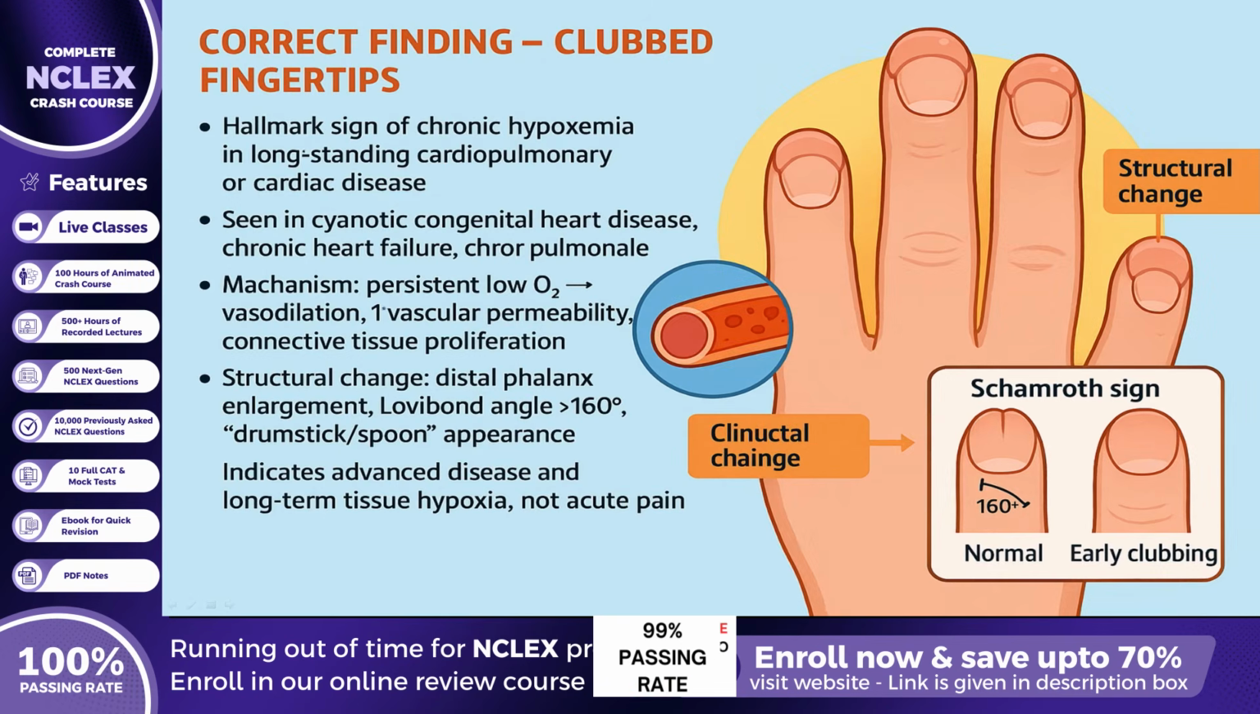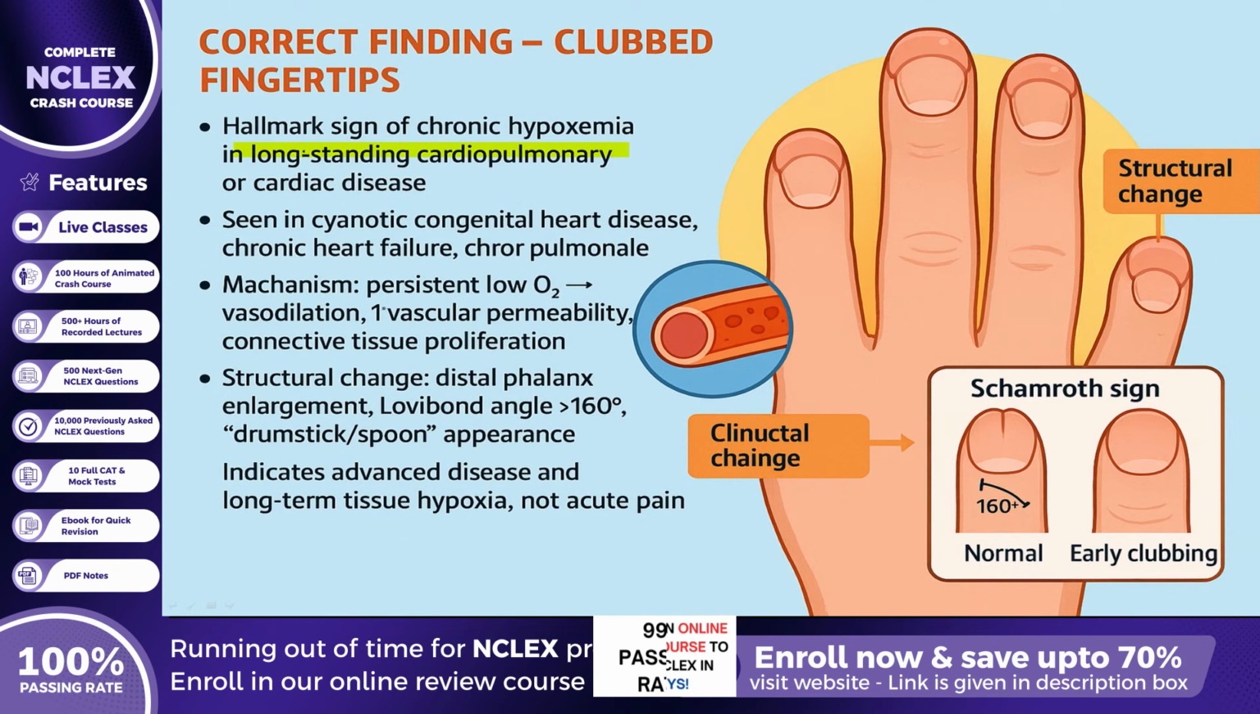Clubbing of the fingertips is a hallmark sign of chronic hypoxemia, often seen in clients with long-standing cardiopulmonary diseases, such as congenital cyanotic heart disease, chronic heart failure, or cor pulmonale. It develops as persistent low oxygen triggers vasodilation, increased vascular permeability, and connective tissue proliferation at the nail bed. Over years, this leads to the distal phalanx enlarging and the nail angle exceeding the normal 160 degrees, known as the Lovibond angle. The result is a drumstick-like or spoon-shaped appearance of the fingertips.